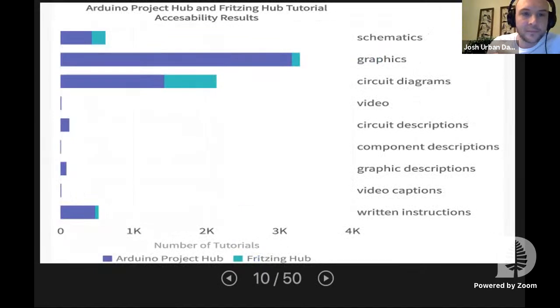So this figure details some of the results that we found. I'm going to gloss over them fairly quickly in the interest of time. One example of a discrepancy that we found is that these online web tutorials are largely unusable. For example, 79.5% of the tutorials contained graphics, but only about 2% actually contained graphic descriptions or even figure descriptions. So these graphics and schematics are almost completely unusable for someone who is not sighted.